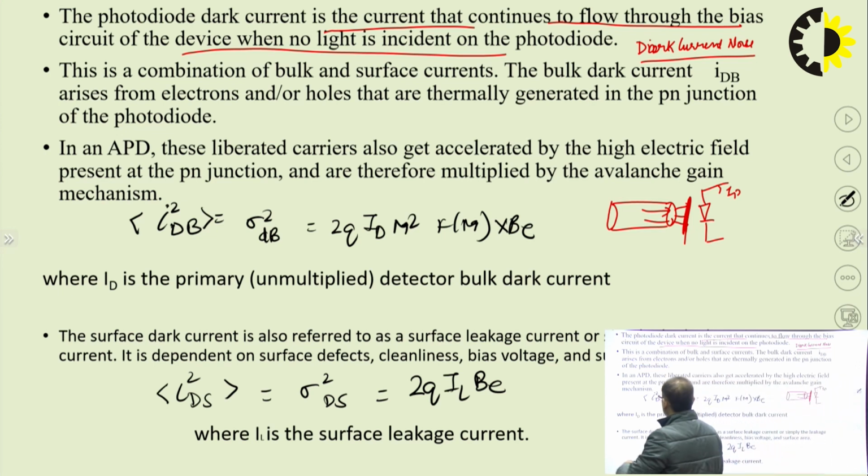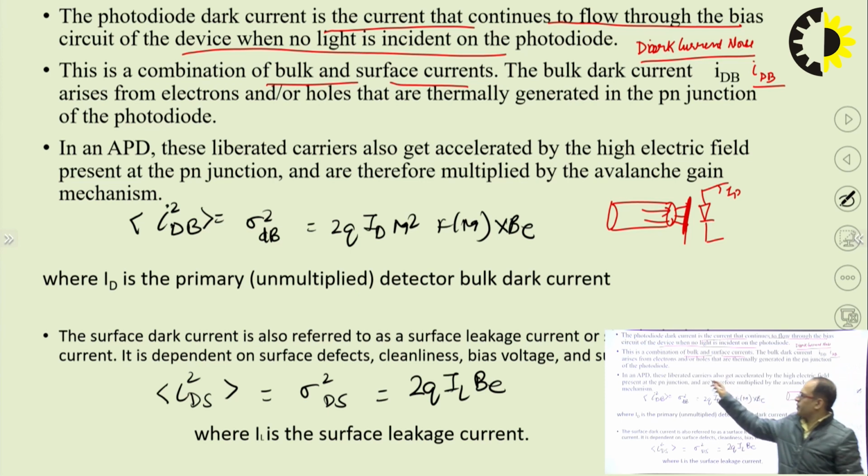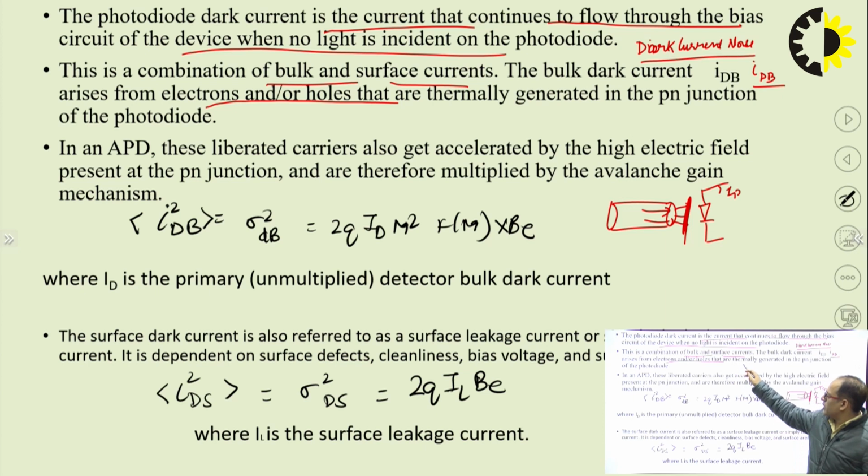And this is a combination of what? A combination of bulk and surface current. This dark current noise is equal to I D B, which arises from the electrons and holes that are generated thermally in the PN junction of the photodiode. Clear? If you know the working principle of the PIN photodiode or the APD, the electron suddenly gets heated and moves to the output after the recombination.